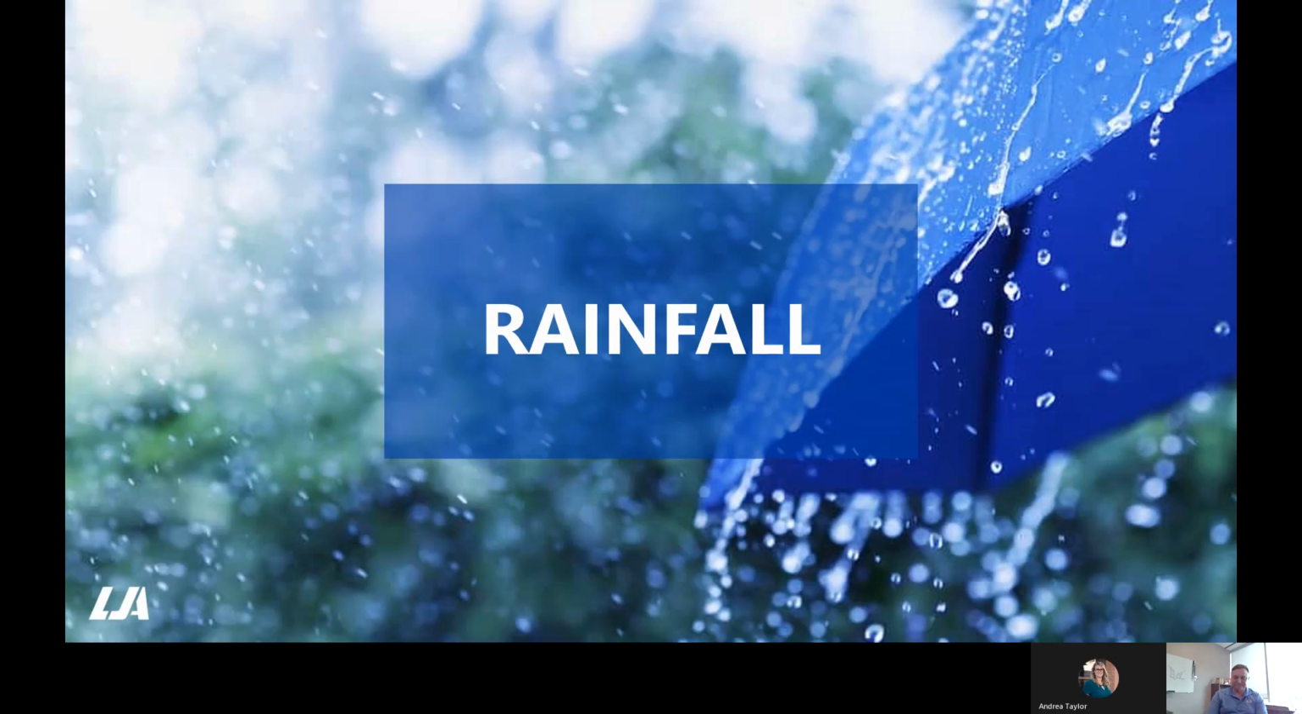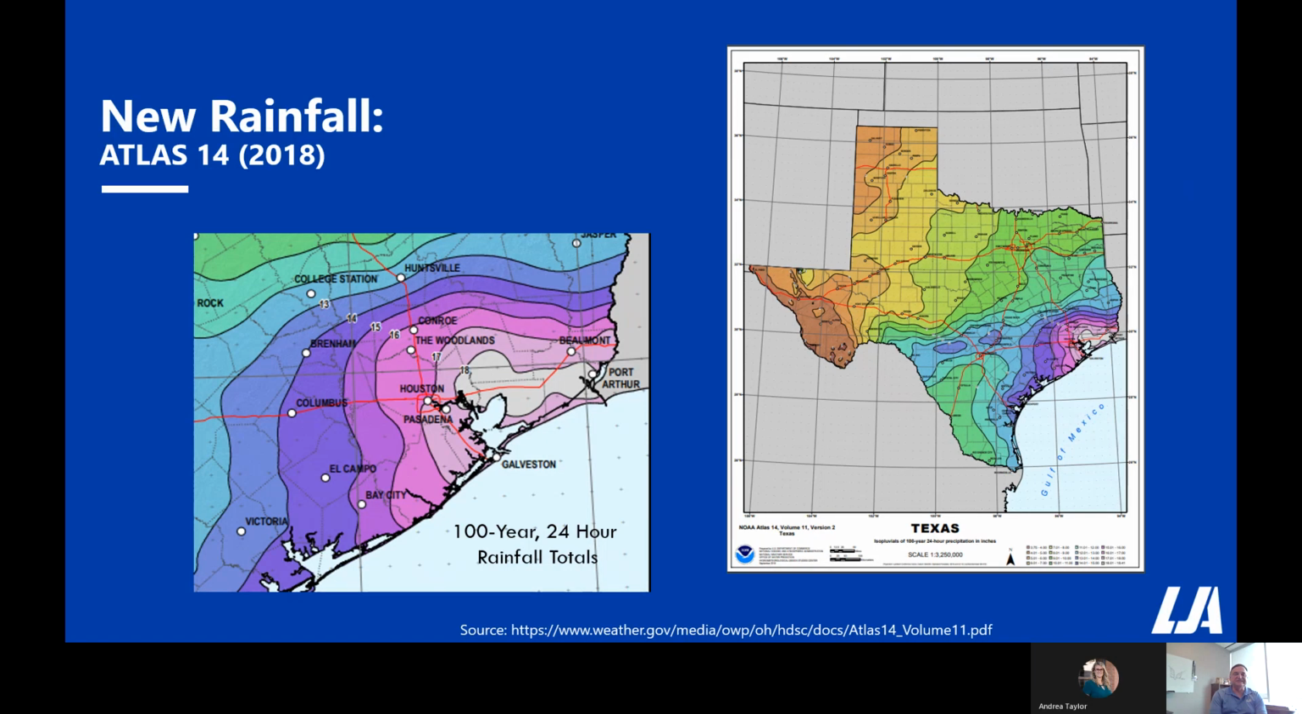Okay, rainfall. Recently in the state of Texas, well, back in 2018, Atlas 14 was published. And here's a map on the right-hand side that shows the isohyetals for the 100-year 24-hour rainfall event for all of the state of Texas. And then the left-hand image is just a zoomed in area of the Gulf Coast area around Galveston Bay.